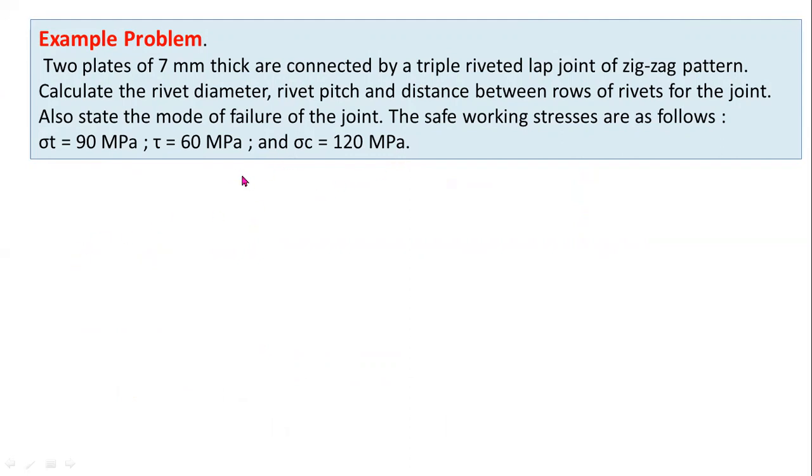First of all, you have to identify the given data. The thickness of the plate T is equal to 7 mm.